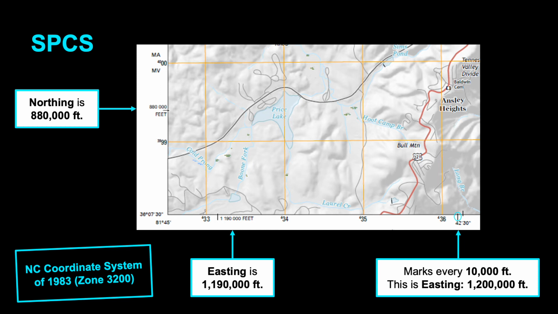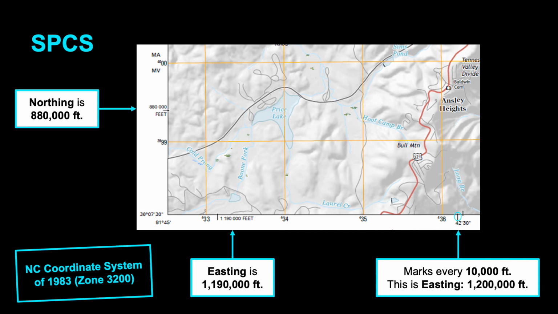The tick marks for SPCS are the ones that lie mostly outside of the map border. While the tick marks closest to the southwestern and northeastern corners are labeled, the other ones are not. Because of this, you want to begin by looking at the map as a whole before determining the SPCS coordinates for a given location. SPCS is best explained by looking at an example.